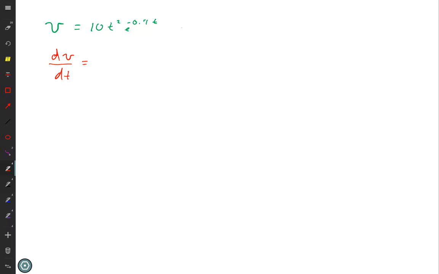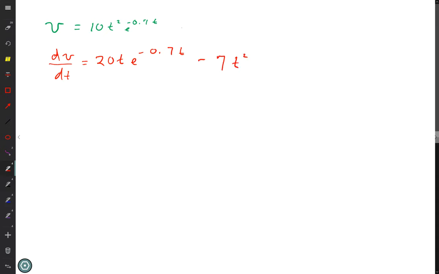Okay, so dv/dt. Obviously, this is the product of 2 functions, so I'm going to have to use the product rule. So I'm going to have 20t e to the minus 0.7t minus 7t squared e to the minus 0.7t. So that's my acceleration function.